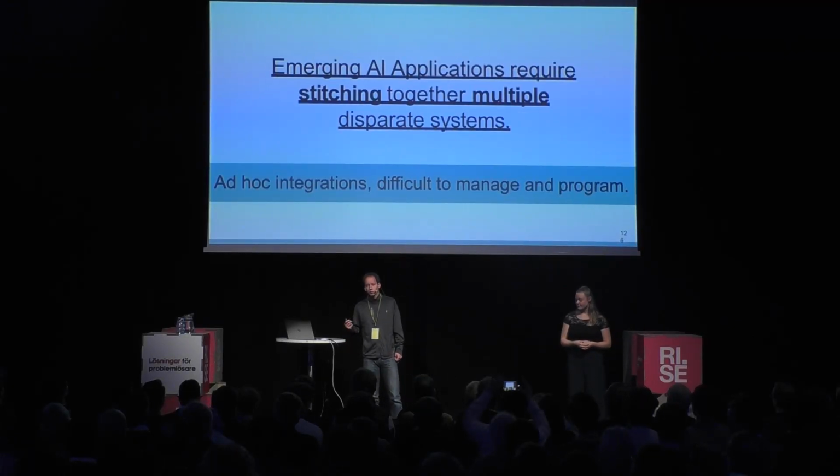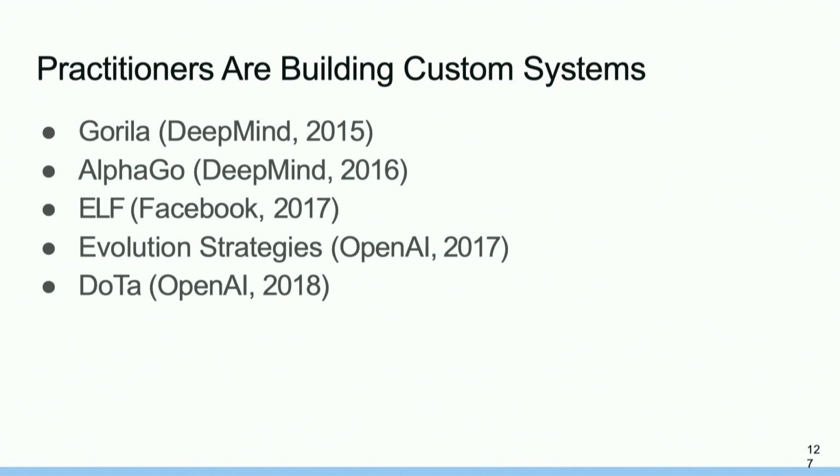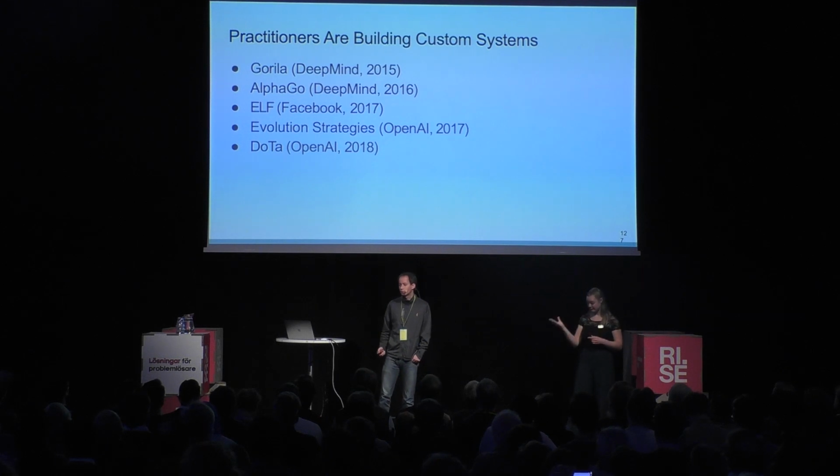So emerging AI applications require stitching together multiple such systems. And this provides many challenges, amongst others in sharing the cluster resources between systems, interoperating between these systems, transferring data across these systems, and also bringing together the various different fault tolerance models. So this often means that practitioners are building custom systems. Examples are Gorilla from DeepMind, AlphaGo, another system called Evolution Strategies from OpenAI, and other systems like this.